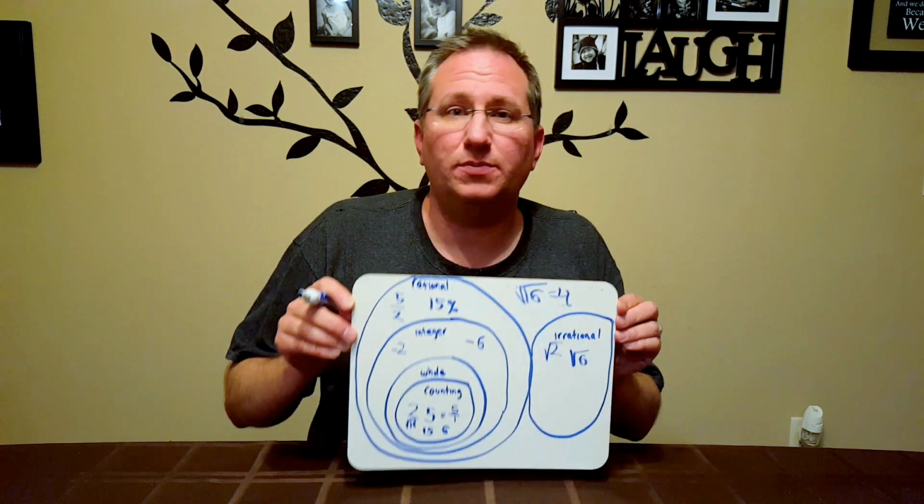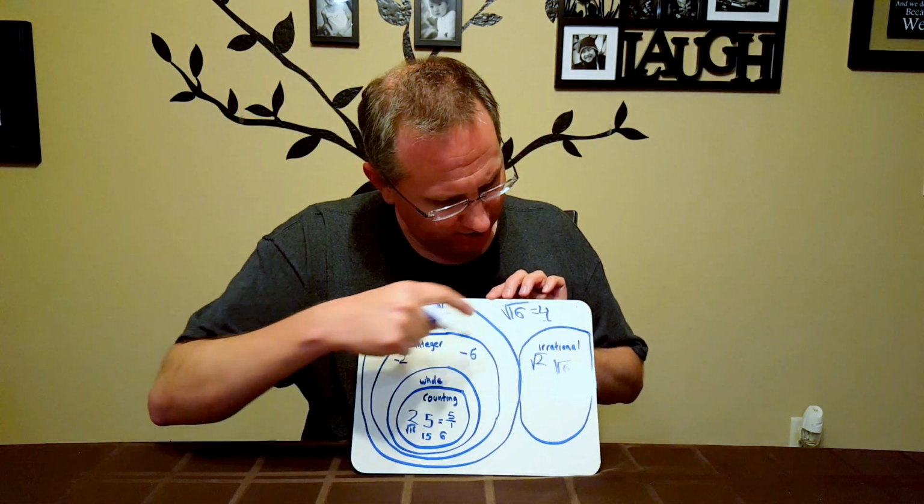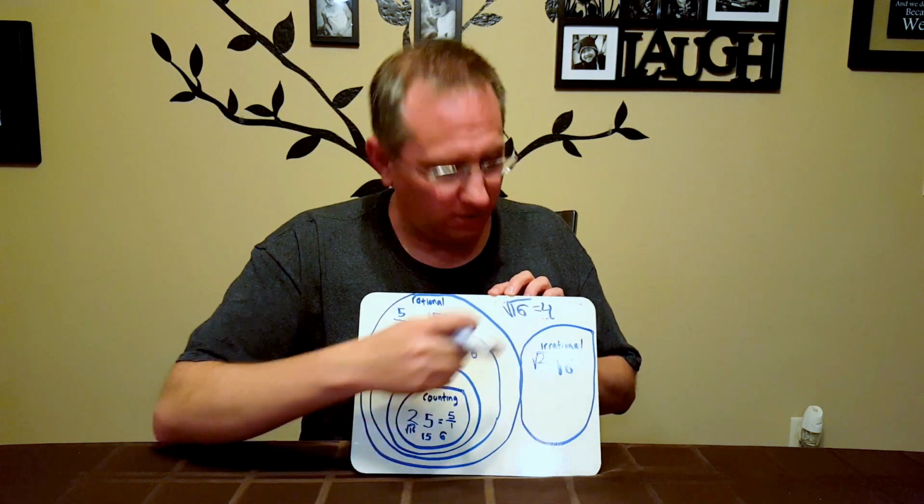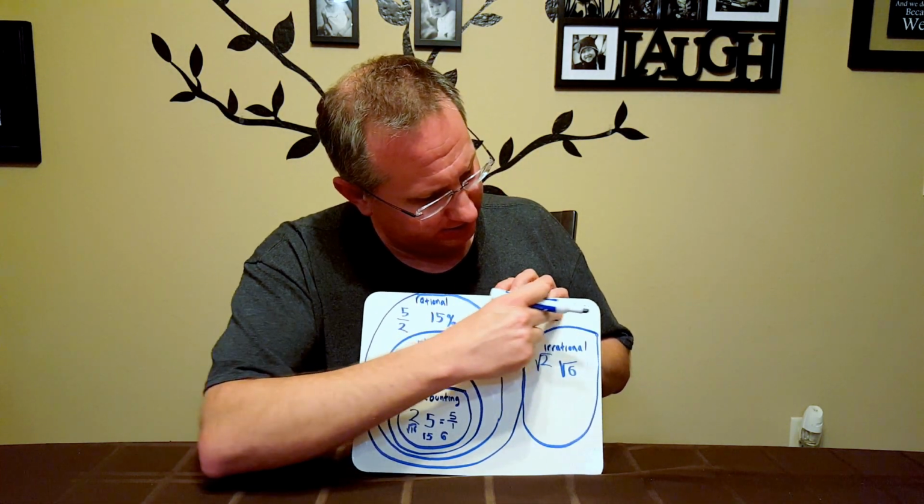So that's sometimes one of the trickiest parts about trying to place your real numbers, is you can't look at just this format right here. You've got to figure out what that number really is.